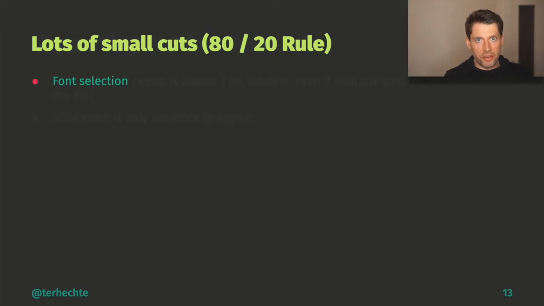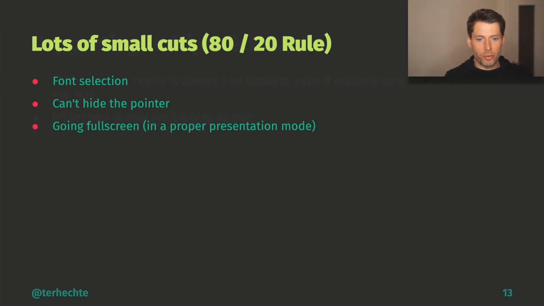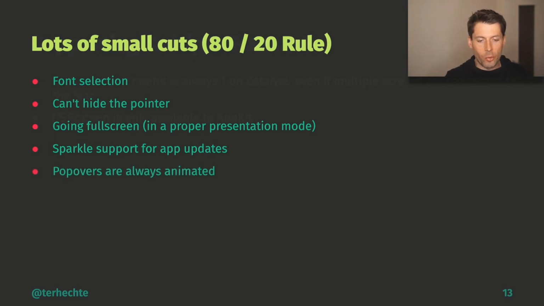I wanted to offer font selection, which was kind of difficult. You can't really hide the pointer, and if you're running a presentation, you don't want to see the mouse pointer, but that doesn't work from Catalyst. Going full screen in a proper presentation mode where the menu bar disappears and the dock disappears, that also is not possible. Then I wanted to add Sparkle support so that users can update my app even though it's not distributed through the App Store. That also doesn't work with Catalyst without AppKit.